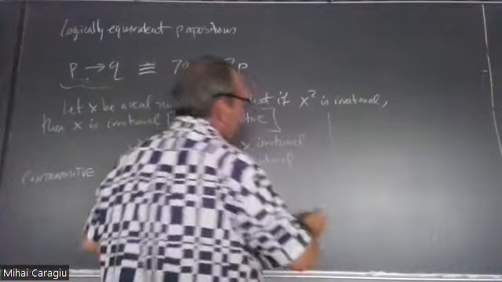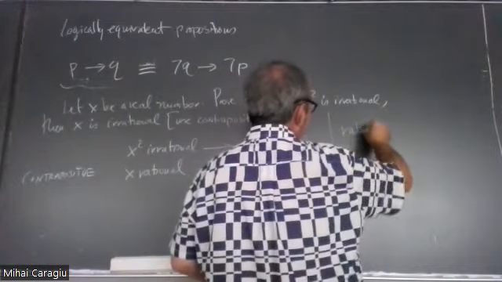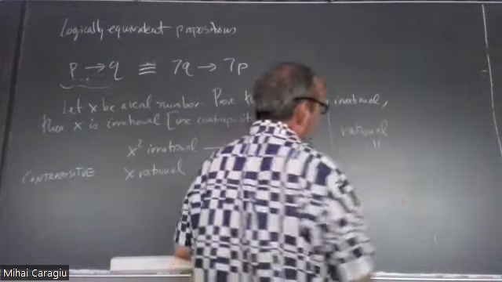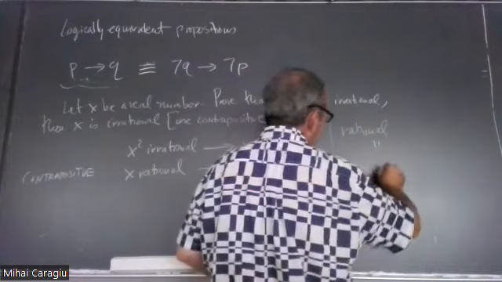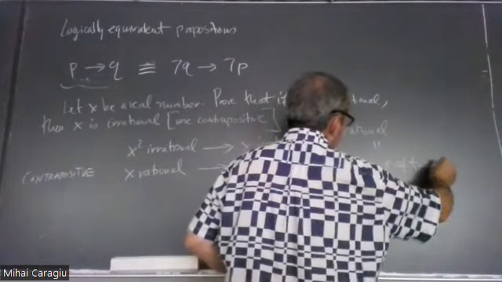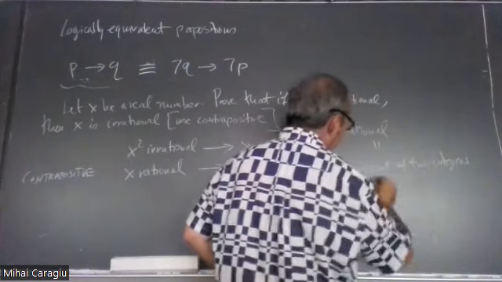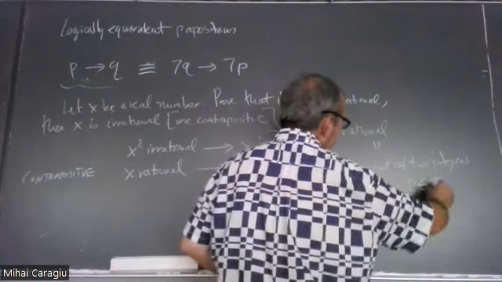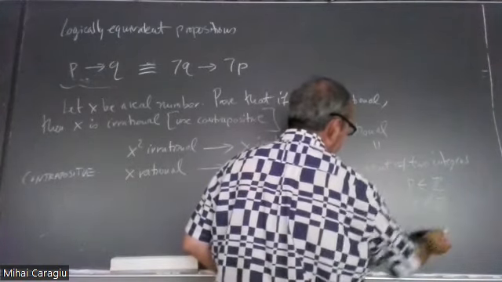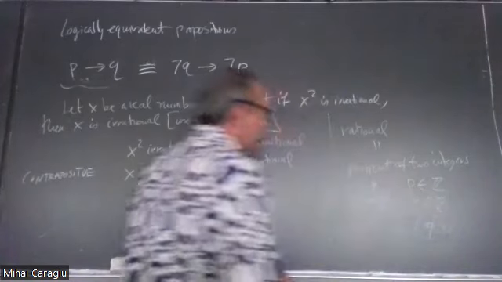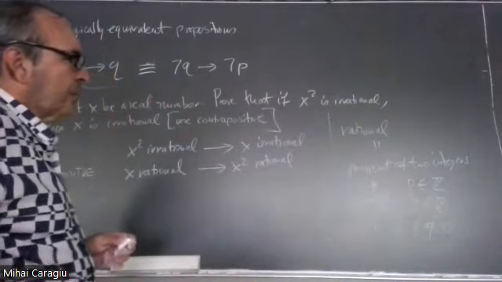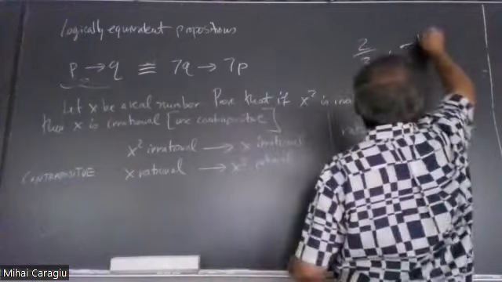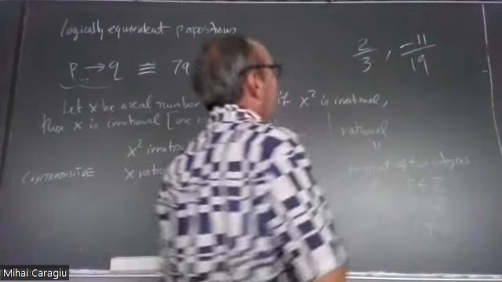Again, so what does it mean to be rational? Rational means a quotient of two integers. Of course, the denominator is not zero. So like p over q, where p and q are integers: p belongs to Z, q belongs to Z, and q is not zero. That's a rational number. Like 2 over 3 is rational, or minus 11 over 19 is a rational number.